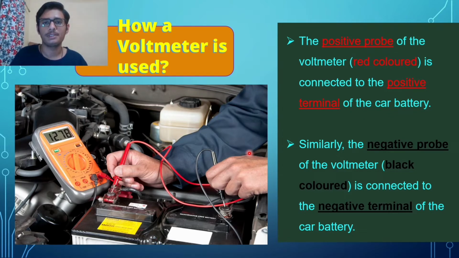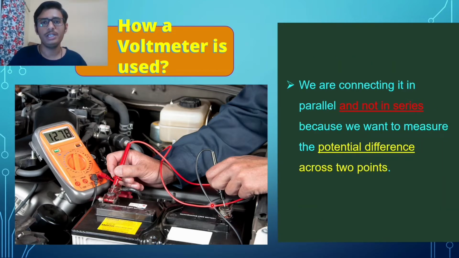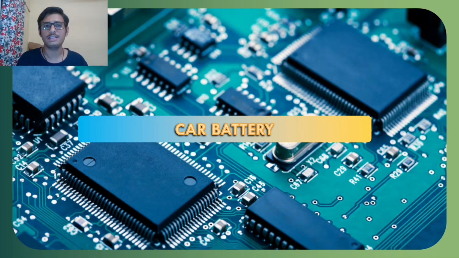car battery. Here, as seen in this image, the technician is measuring the voltage of a car battery by connecting the positive red colored probe of the voltmeter to the positive terminal of the car battery, and by connecting the black colored negative probe of the voltmeter to the negative terminal of the car battery. We are connecting a voltmeter in parallel and not in series because we want to measure the potential difference across 2 points. Let us move on to the next segment of our video, the basics of a car battery.